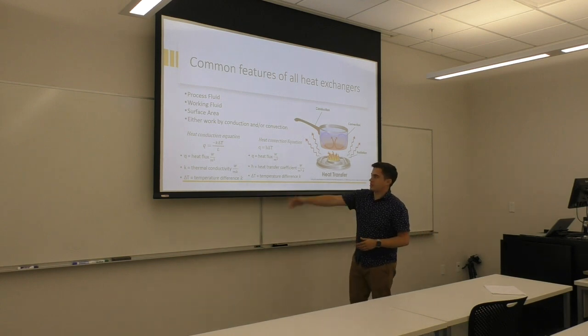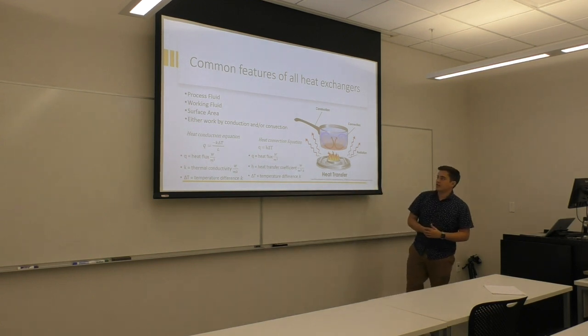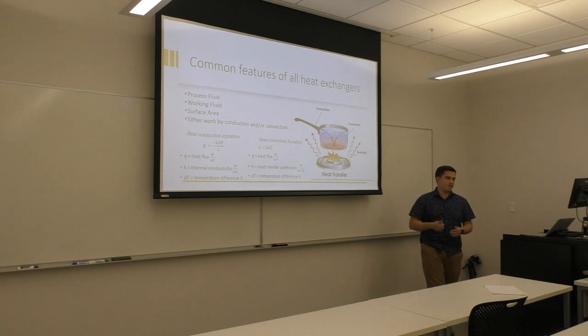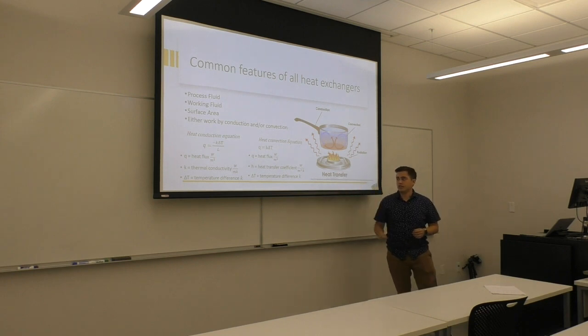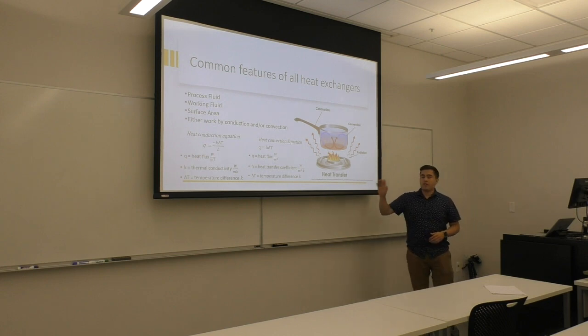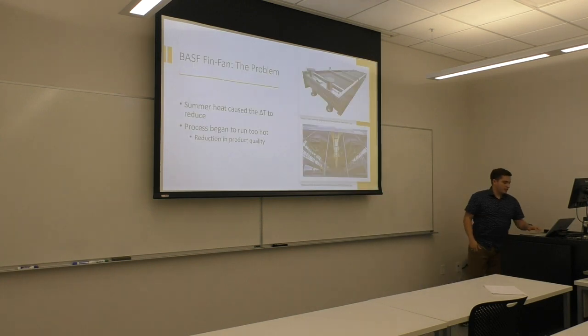So for the heat conduction equation, you have your conductive coefficient, which is K, as well as your convection equation, which is just H. So with the fin fan heat exchanger, as you increase the amount of air that you're pushing through it, the more turbulent, the faster it is, you're going to increase your heat transfer coefficient, H, which is overall going to increase the amount of heat you can get out of the system. And that's primarily what we're going to be going over today with the project that I actually did last summer.